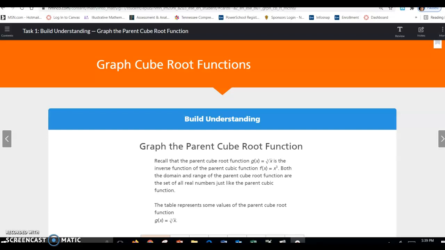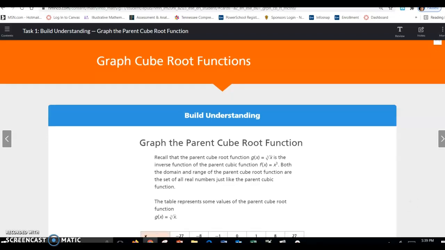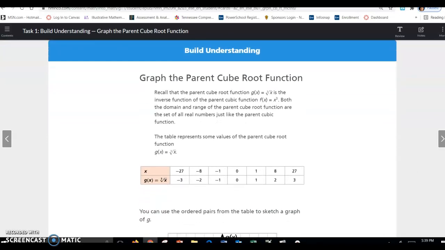Hey guys, we're on lesson 7.4, task 1. So we're going to graph cube root functions. It says to graph the parent cube root function. Recall that the parent cube root function g of x equals the cube root of x is the inverse function of the parent cubic function f of x equals x cubed. Both the domain and the range of the parent cube root function are the set of all real numbers, just like the parent cubic function.